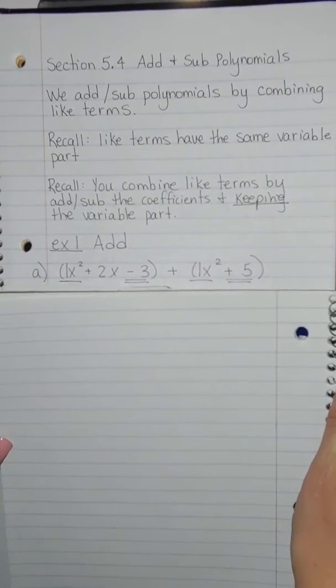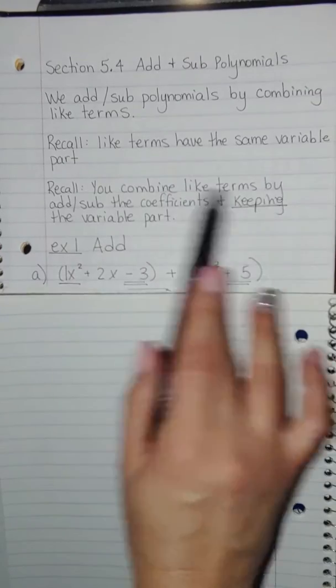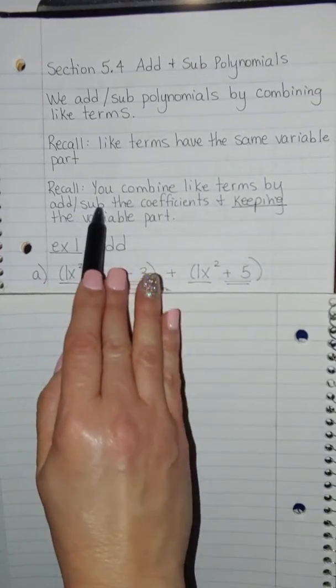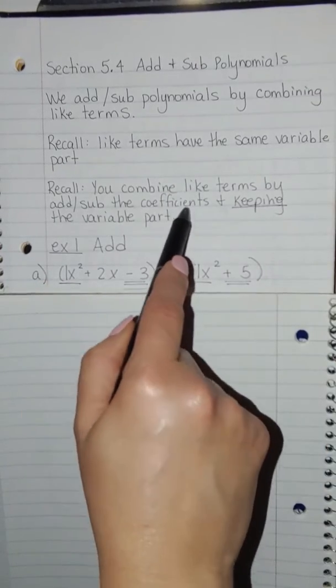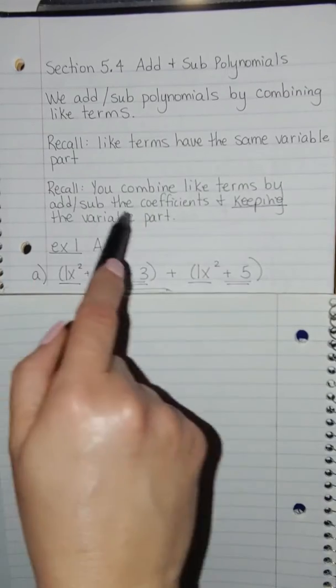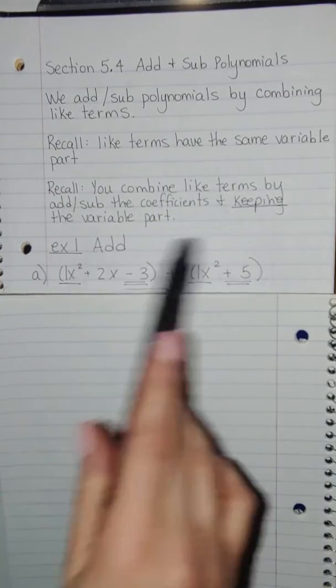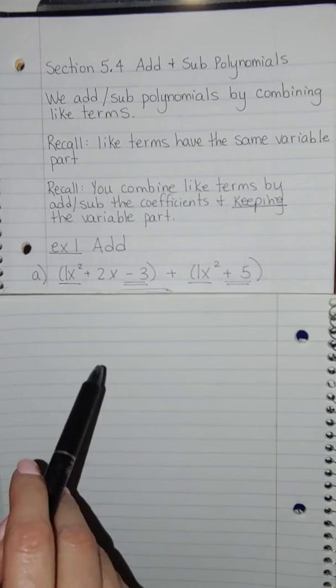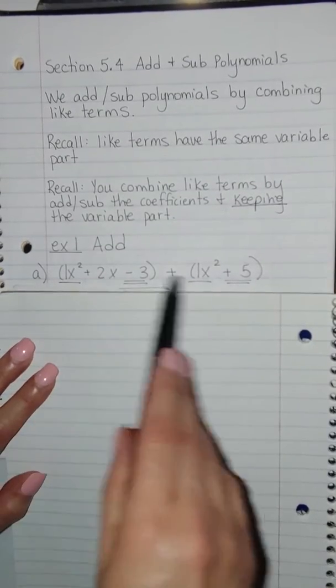exponent as well. Now, remember that to combine like terms, you add or subtract, whichever the case may be, the coefficients, and you keep the variable part. Okay, so you don't change that variable part, you're keeping that. Okay, so let's look at an example.